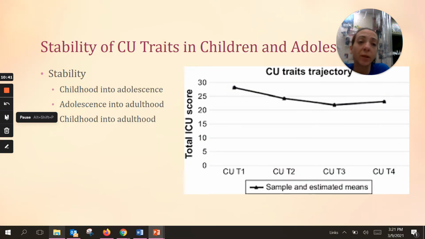Another important aspect to look at is the stability of the CU traits in adolescents and children. So how far across the lifespan does it continue? When we're talking stability trait, we're talking 0 to 1. CU traits from childhood to early adolescence are pretty stable, with an estimate of 0.71 for 10 to 14-year-olds.